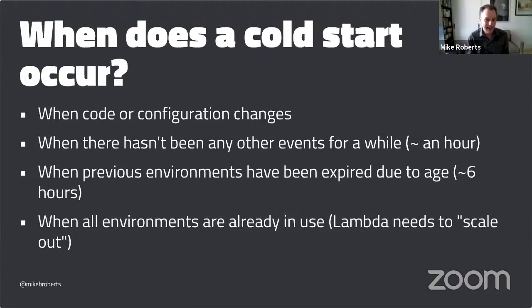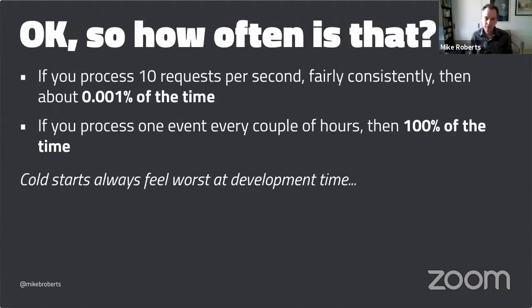So in reality, how often is that? If you have an application that's processing about 10 requests a second fairly consistently, given a number of other constraints, you can say that basically you're going to get a cold start 0.001% of the time. So 1 in 100,000 events is going to be a cold start. That's for a very, very high throughput application. On the other hand, if you only process one event every couple of hours, then you're going to get a cold start 100% of the time. So how often you get cold starts is very much tied into the throughput of your application.